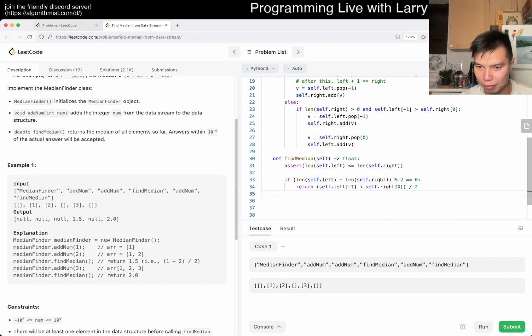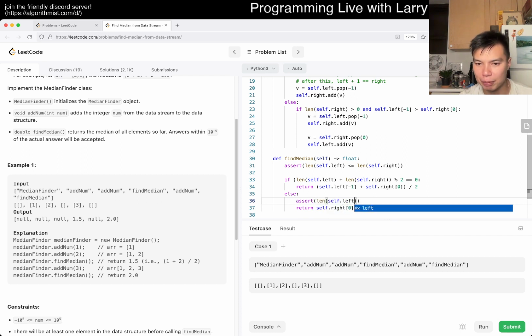And this is a float division. Otherwise, we know that the length of self.right is going to be on this, so it's just this. Of course, you could also do another assert, but in this case, length of self.left plus 1 is equal to length of self.right, just by definition. And then we could play around. Let's give it a spin.